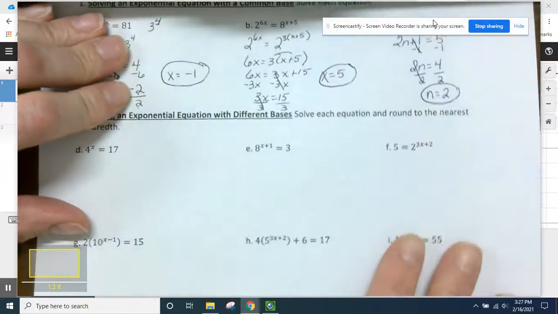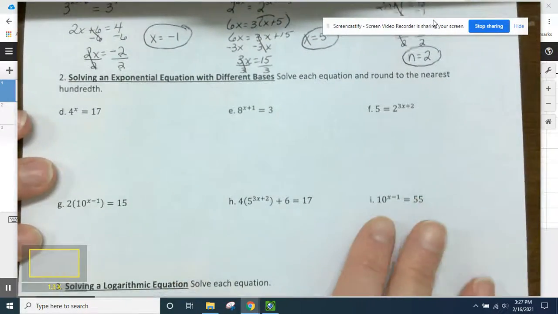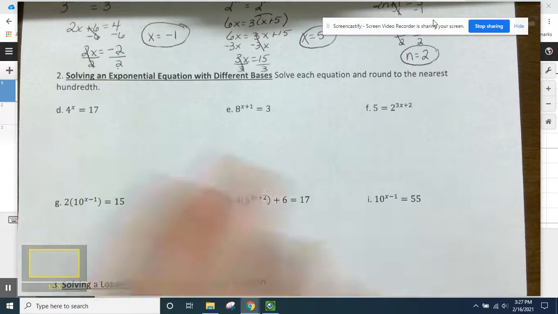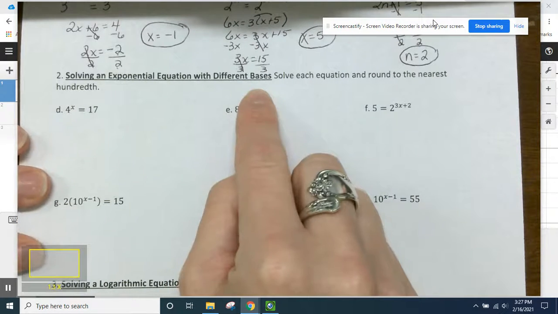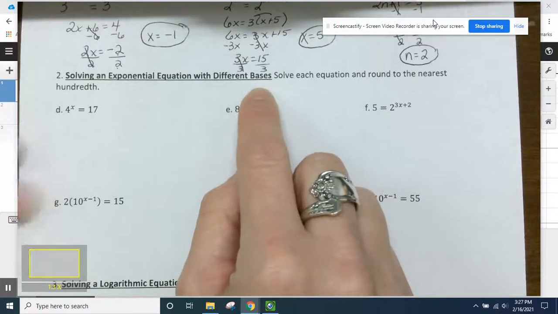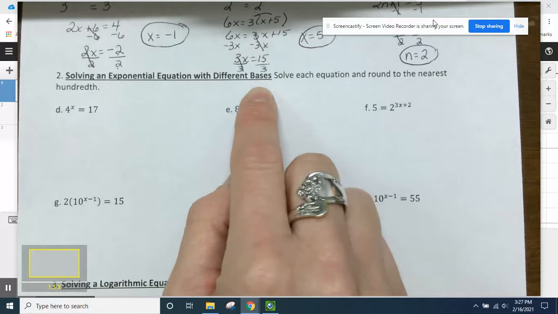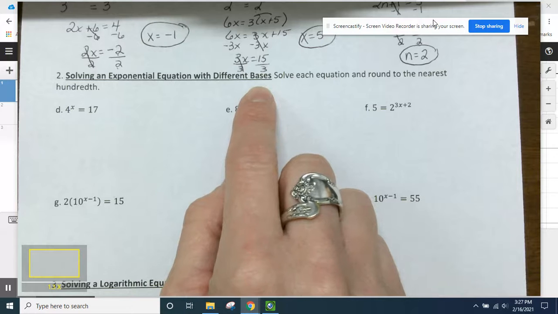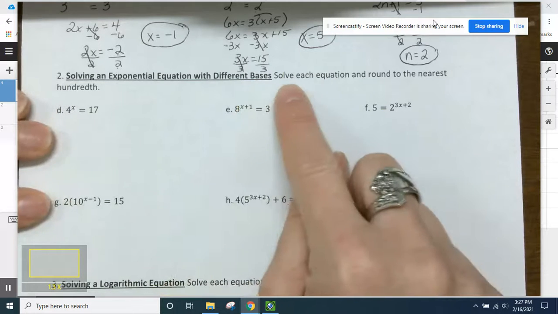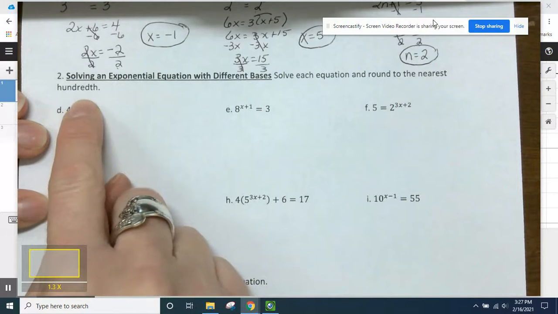All right, guys, we're still continuing with solving exponential equations, but this time we're going to solve exponential equations that have different bases. So their bases are not going to be the same. So we're going to have to use what we know about the properties of logarithms in order to solve these. Also, you'll notice that it says solve each equation and round to the nearest hundredth.